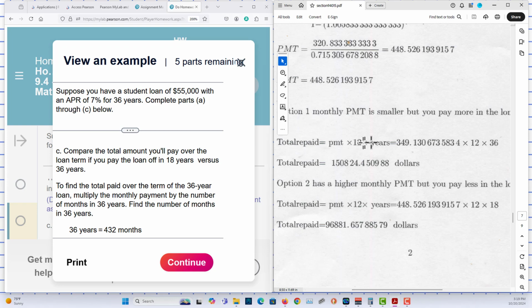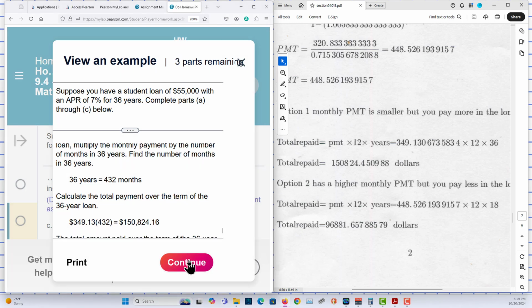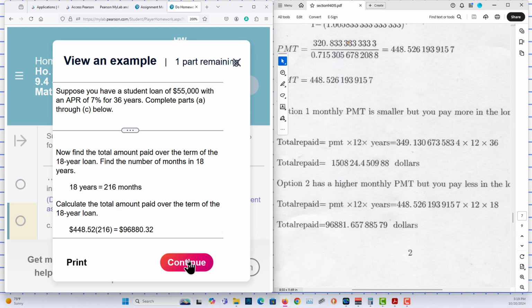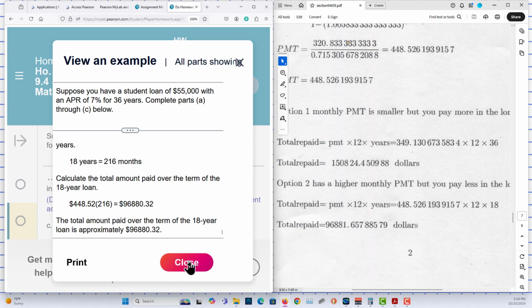So you have here the payment times 12 times the number of years, 36 years. So you have, what's that, $150,824. For option 2, total repaid is going to be $96,888. So you see you're paying more money with option 1 here. And that's all they ask you to do.